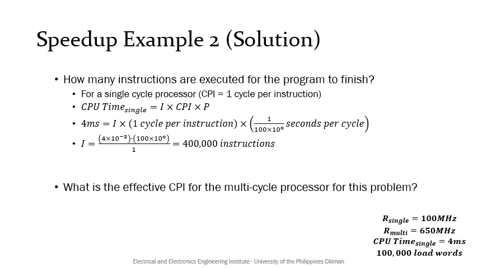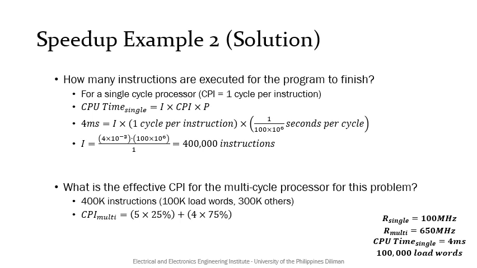For the next question, what is the effective CPI for the multi-cycle processor? We use the most recent information that we have, 400,000 instructions. From the given, it is said that we have 100,000 load words, and thus the remaining non-load word instructions must be 300,000.